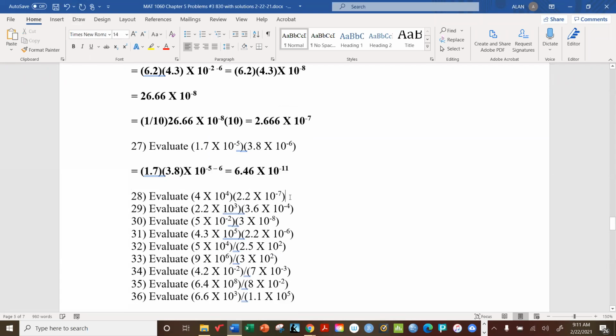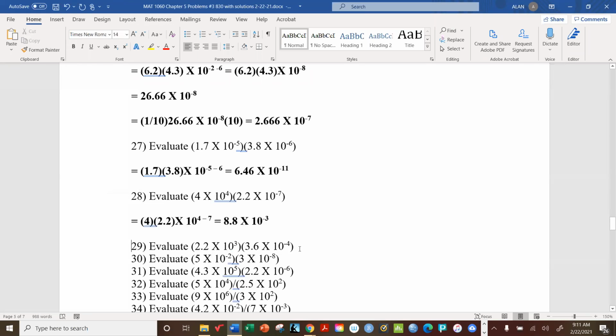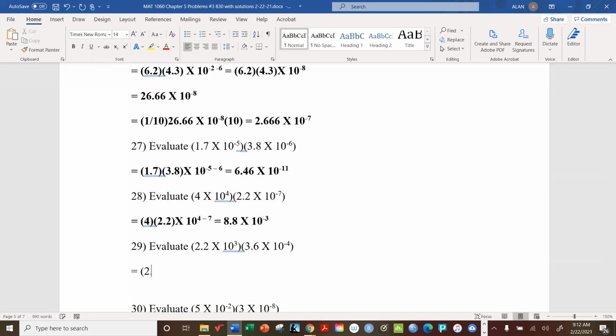All right. Now with this one, we're going to have an exponent of 4 minus 7. 8.8 times 10 to the minus 3. Okay, and that's it. We're done. 2.2 times 3.6, with 10 to the 3 minus 4. All right, so 2.2 times 3.6 is 7.92 times 10 to the minus 1. And that's it. We're done.